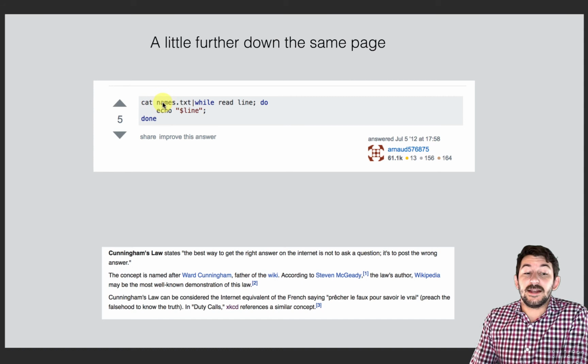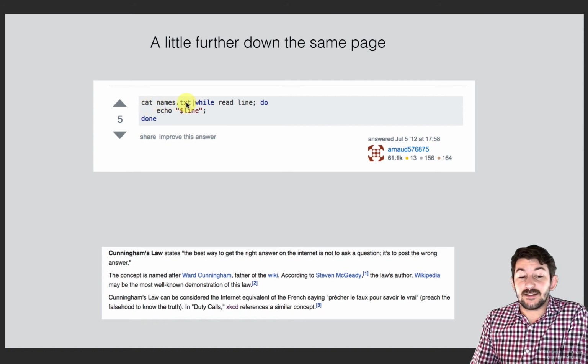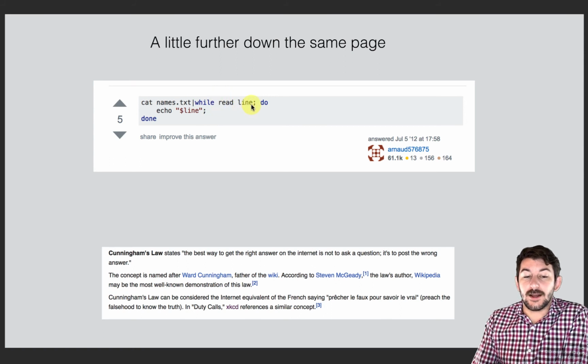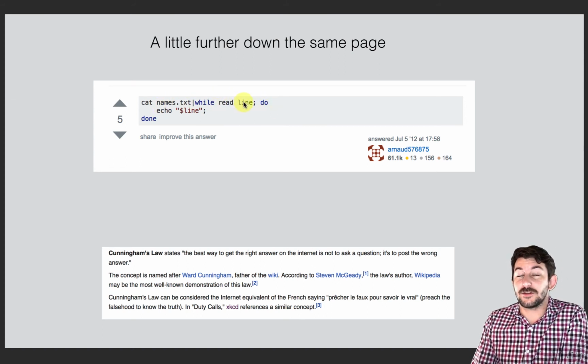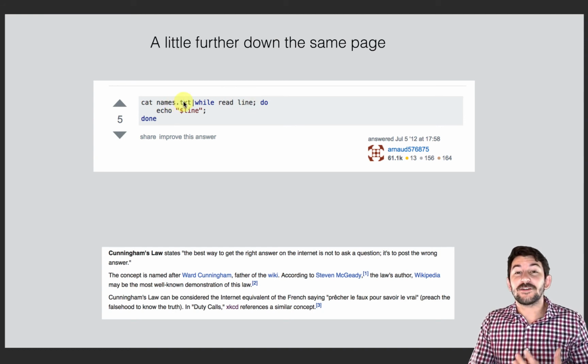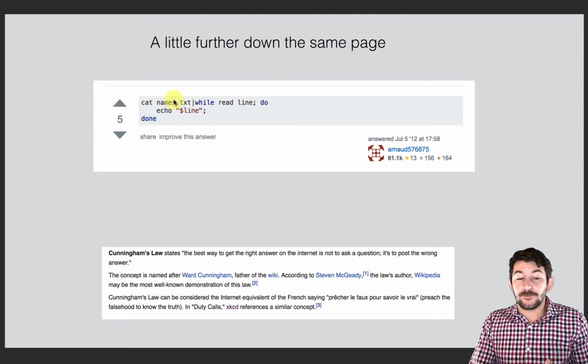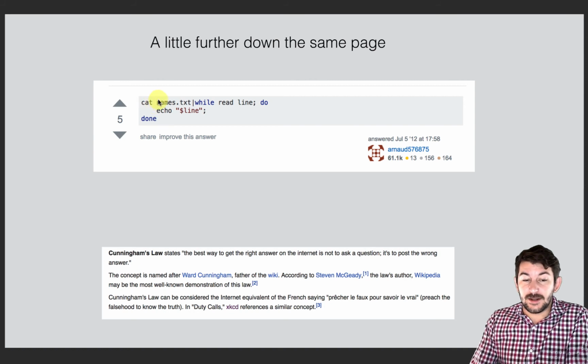And it is cat names.txt, if that's the file name. For us, it would be gradebook. While read line, then do. So this is a totally different format for the beginning of the loop that we haven't even looked at yet. But I bet if you stop and think about it, I think we can figure out what it's doing.